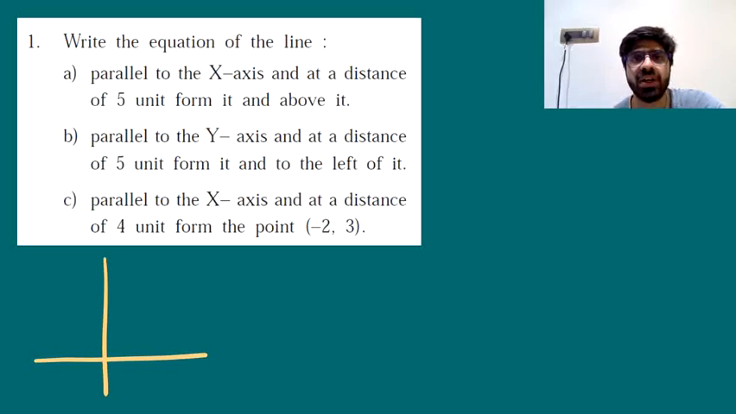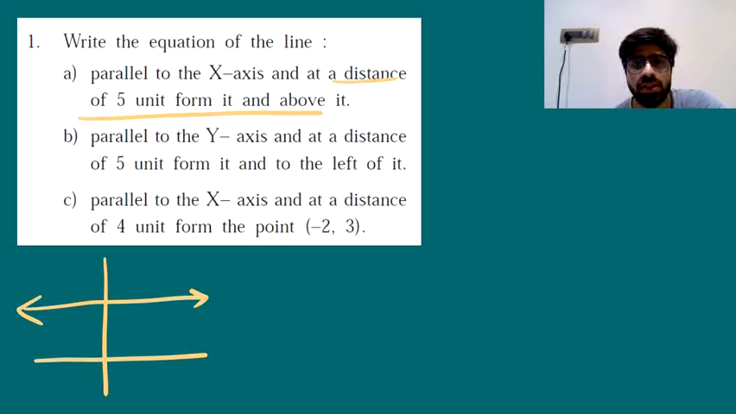Any line which is perpendicular to x-axis, its equation will be x equal to constant, and any line perpendicular to y-axis, its equation will be y equal to constant. So this line is parallel to x, means it is perpendicular to y, a line looking something like this. They have said that the line is at a distance of 5 units above it. Above it means above the x-axis.